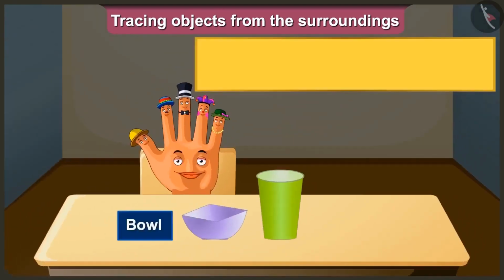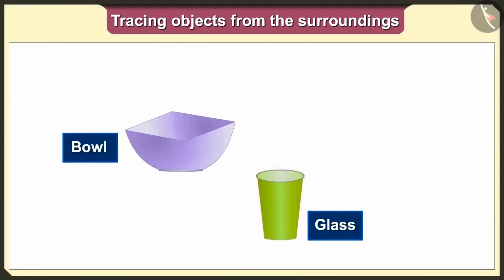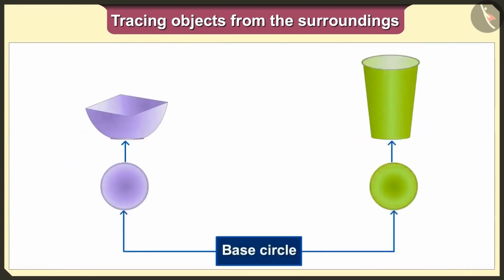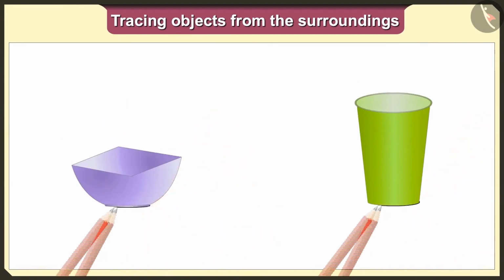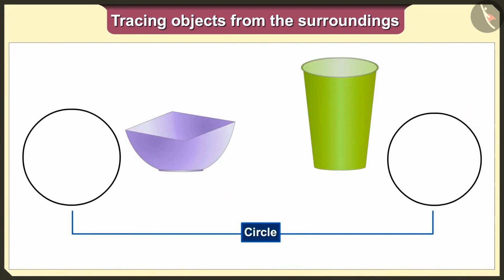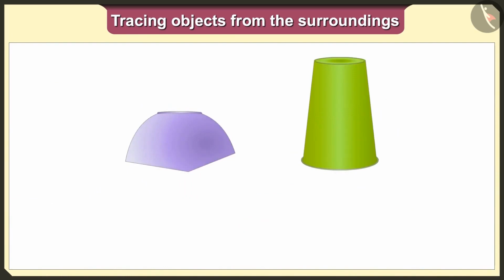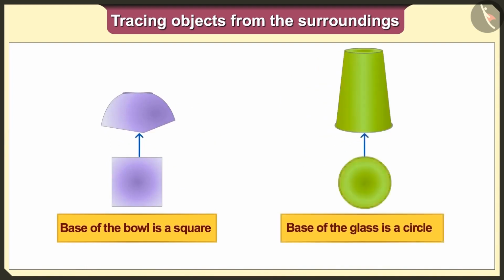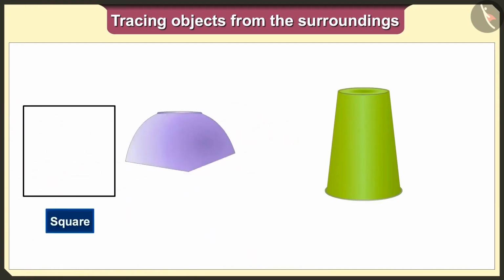Look, which shapes would we get if we put this bowl and glass straight and upside down and then trace them? If we keep the bowl and glass straight like this, their base is a circle. Yes, so if we keep the bowl and glass upward and trace them, then we will get the circle shape. Now, if we keep the bowl and the glass upside down like this, then the base of the bowl is square and the base of the glass is a circle. If we keep the bowl facing downward and trace it, then we will get the square shape.